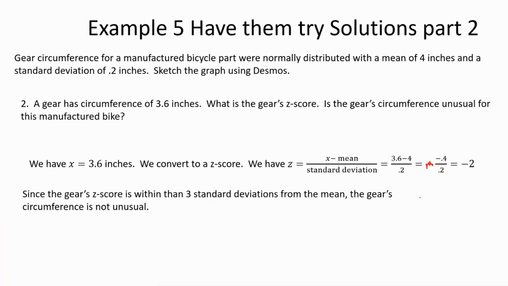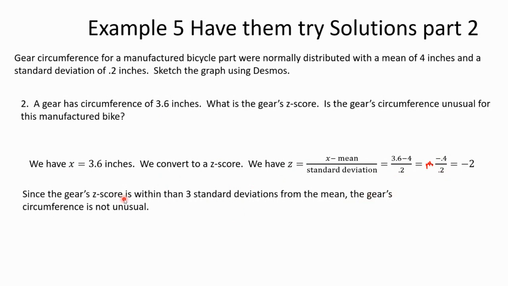That's negative 0.4 over 0.2, which is -2. But this is actually within 3 standard deviations from the mean, so this is not unusual. So you can see that we're using the z-scores to determine if a data value is unusual or not. It's one of the things the z-scores can be used for.